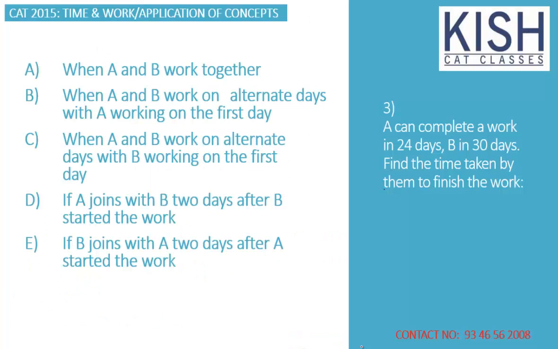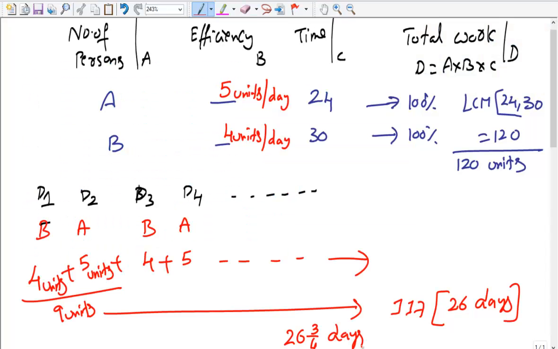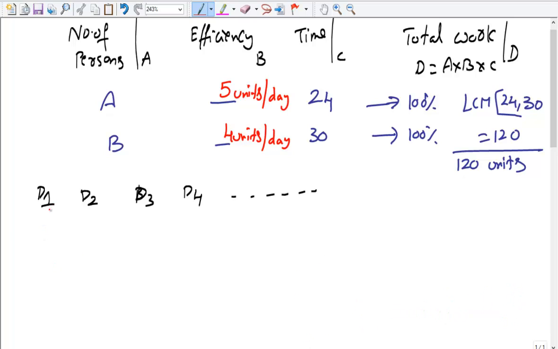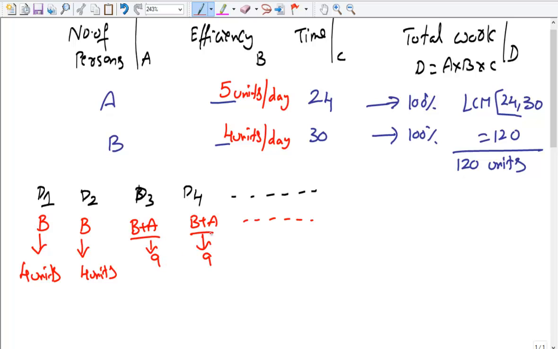Let's focus on 3D. If A joins with B 2 days after B started the work. Now B started and 2 days after it A joined. In such a case, so day 1, day 2. On day 1 and day 2, B worked. And day 3, it's B plus A. And then B plus A every single day until the whole work is finished. So it means on first day, 4 units of work has been completed. Second day also 4 units of work has been completed. Every other day, they will take 9 units of the work.